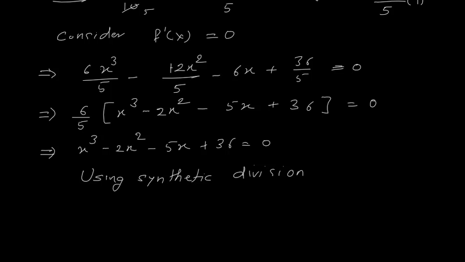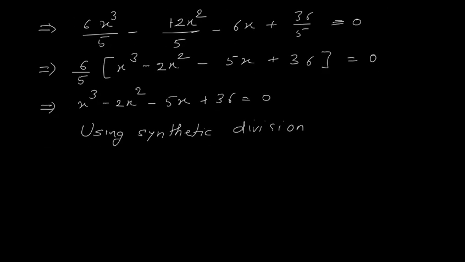In this method, we first write the coefficients of each term. So for x cube, the coefficient is 1. Here you have to write the coefficients of all the powers of x. All the powers means, if suppose the expression is x cube minus 5x, then x square is missing, so in that place you have to write 0. Now here in my case degree 3, 2, 1 and 0 all are present, so I will write their coefficients as 1, then minus 2, then minus 5, then 36.